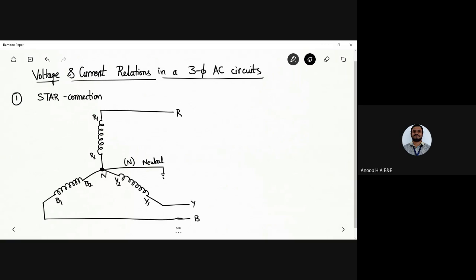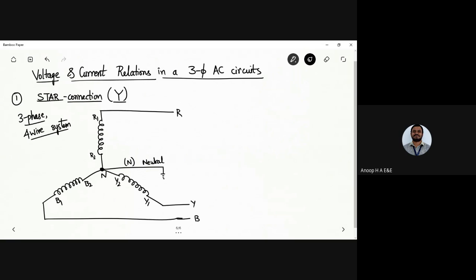Now if I measure the voltage across any two lines, that would be the line voltage. This is a star connection. We call this star connection a three-phase four-wire system.